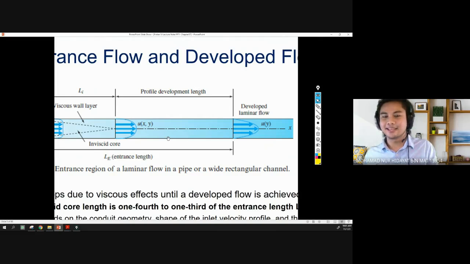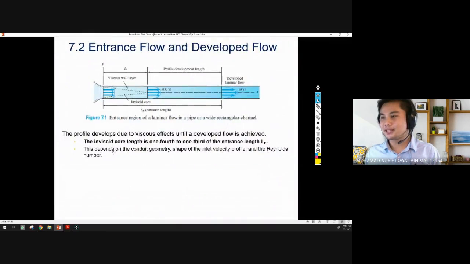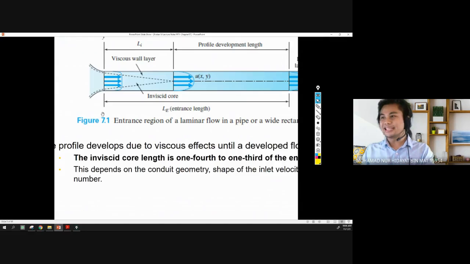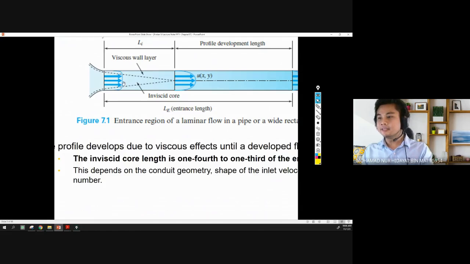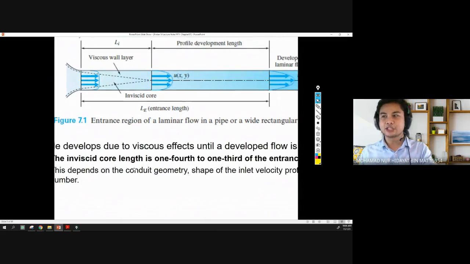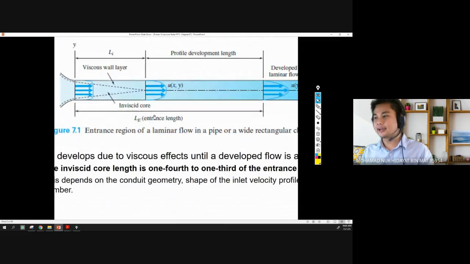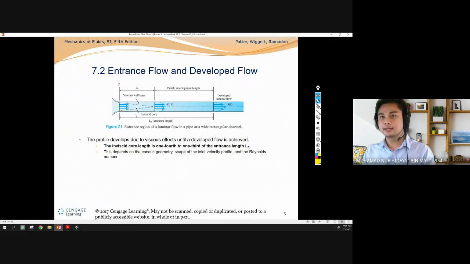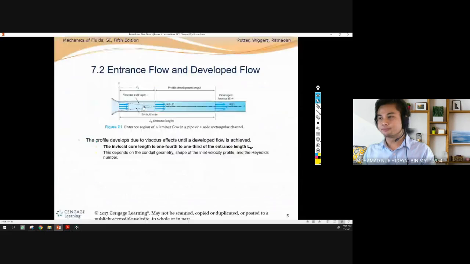So like this, okay. In this case, the profile developed due to the viscous effect. You can see here, the profile starts to develop. That means the baby tries to develop their strength, even though there are so many viscous effects. So in this case, remember that inside here is the inviscid core, which is 1/4 to 1/3 of the length. They give you the statistic value here.